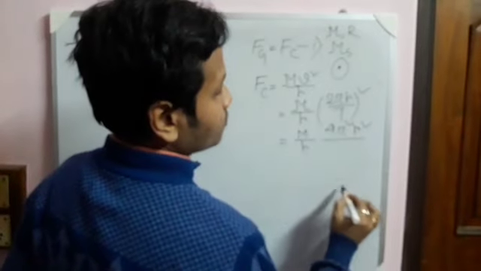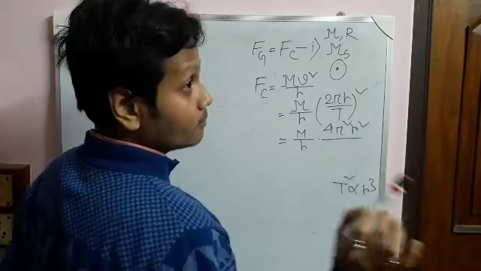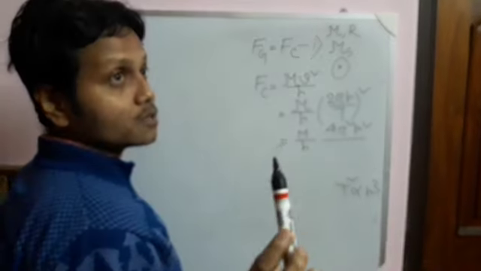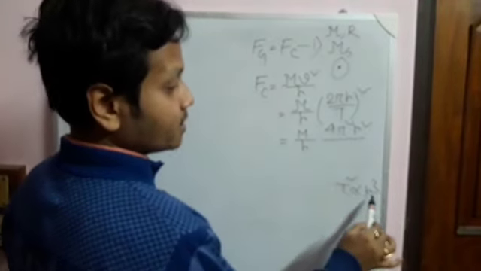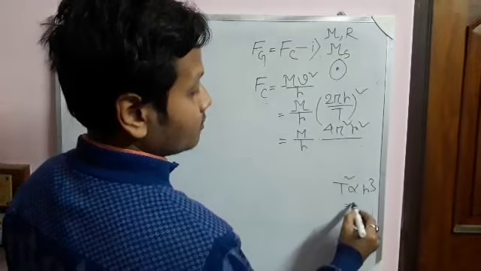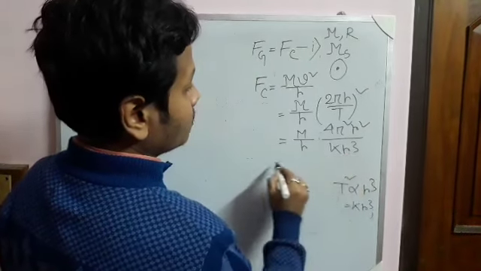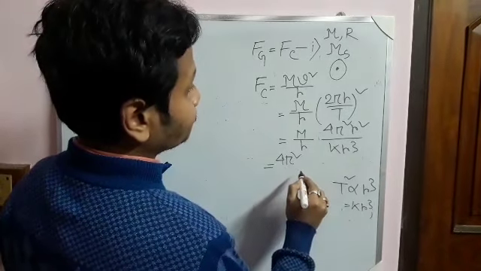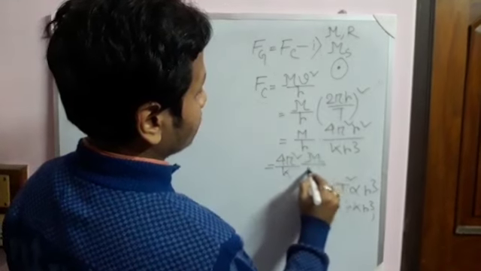Now from Kepler's law we know T square is proportional to r cube for circular orbits, but if the orbit is elliptical we can write a cube. But since we consider the orbit a simple circular orbit, we can write r. So we can write T square equal to k r cube. So substitute k r cube. So what will be the result? 4 pi square by k into m upon r square.